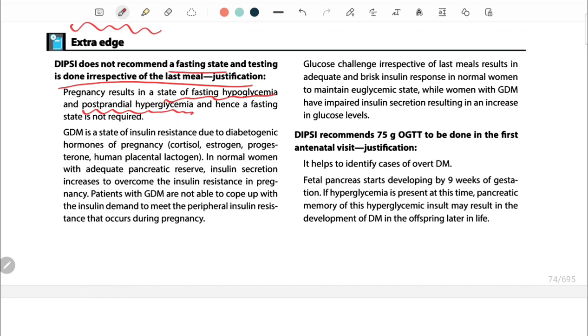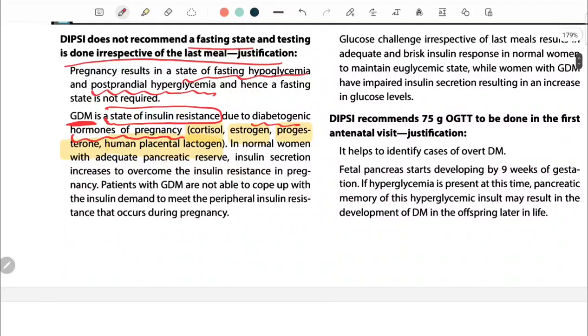is not required. GDM is a state of insulin resistance due to the diabetogenic hormones of pregnancy, which are cortisol, estrogen, progesterone, and human placental lactogen. All these are diabetogenic hormones.